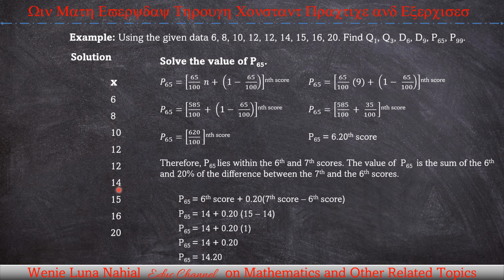So the numbers below 14.2 are 14, 12, 12, 10, 8, and 6. So those numbers comprise the 65% of the scores in the distribution, which are less than 14.2.